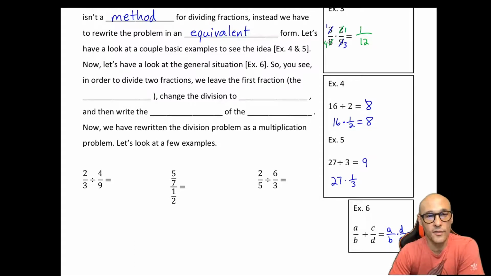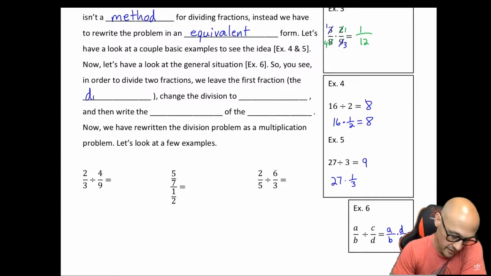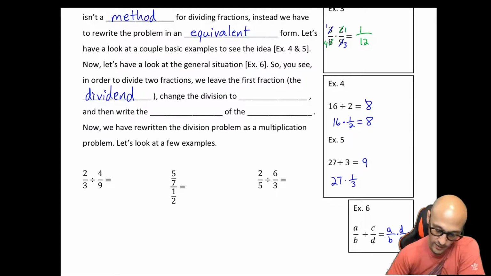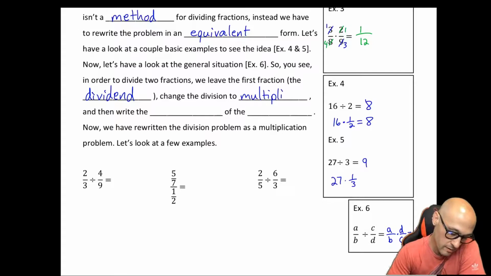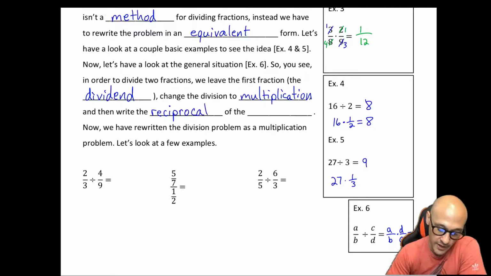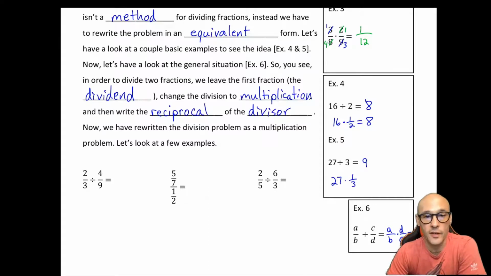So you see, in order to divide two fractions, we leave the first fraction, the dividend, the same. You don't need to know that word, but we'll use it. So the dividend here was the a over b. Change the division to multiplication. And then write the reciprocal, we flip that fraction upside down, of the divisor. Now we have rewritten the division problem as a multiplication problem. Let's look at a few examples.